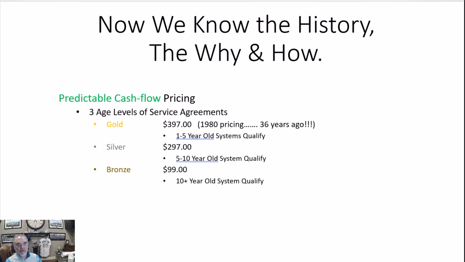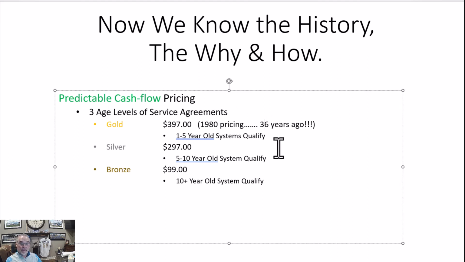So the gold plan was basically $397, but it says 36 years ago. Let me do the math right quick. It should be 34 years ago. All right. Silver is $297 back then, and bronze was, this is just a summary page, $99.